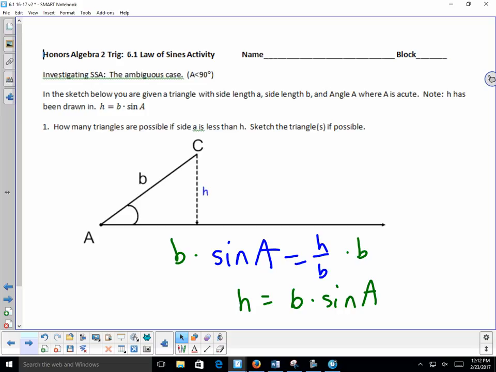All right, so how many triangles are possible if side A, which has to be the side I'm going to draw in? I don't know if it's going to look like this or if it's going to look over here. It's going to be coming across from here, right? But if A is less than H, then how many triangles are possible? Well, if side A is less than the length of H, you know what, let me try this a different way.